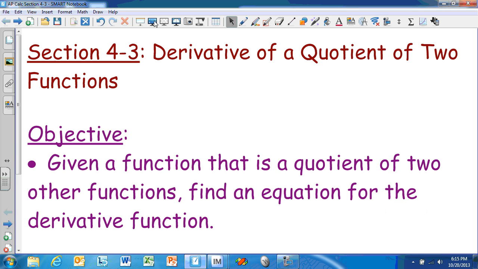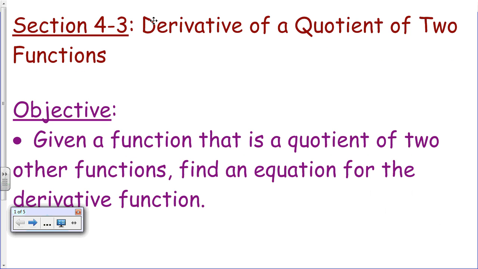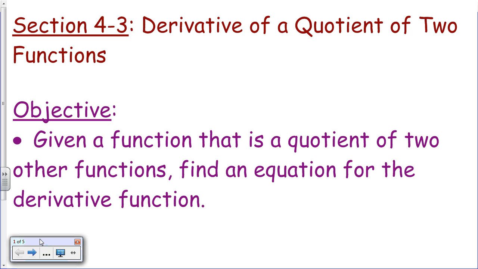Section 4-3 is on the derivative of a quotient of two functions. The objective of this section is, given a function that is a quotient of two other functions, find an equation for the derivative function.